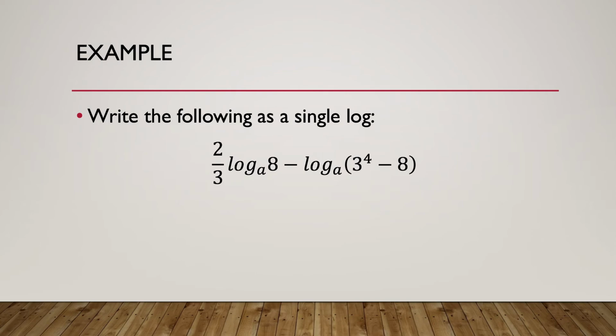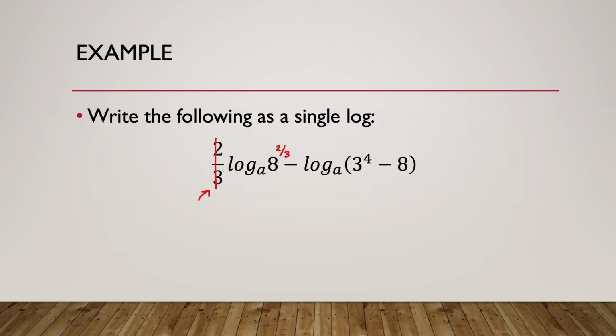All right, let's try another one. Write the following as a single log. We have 2/3 log base a of 8 minus log base a of 3 to the 4th minus 8. Again, look for your exponents first. So my assumption is that this 2/3 used to be an exponent, and so I'm going to go ahead and move it up here on the 8.